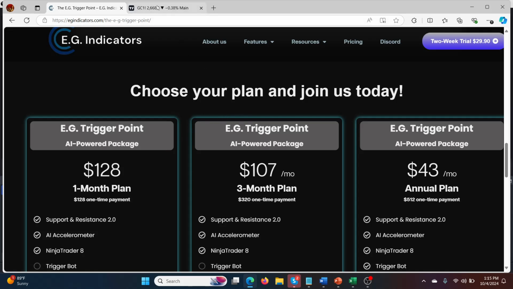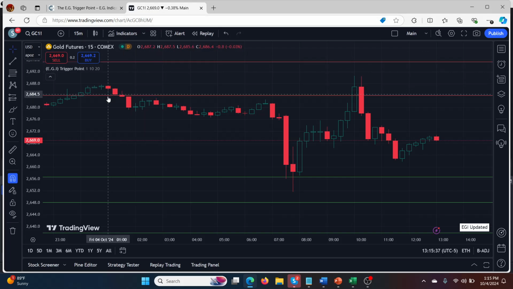So let's go over to the charts now and talk about what I'm seeing. So this is day 1 for me. This is on the left here. This is where the 4th of October, which is today, started.